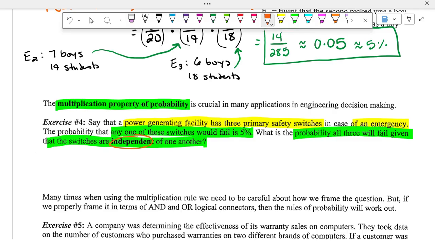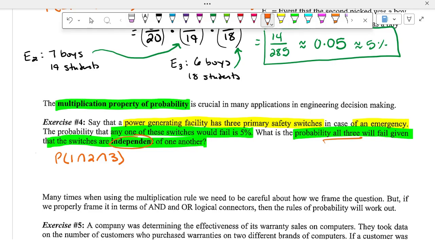So how do you think I would go about this? Wait till someone gets back. So how would I go about this? We want all 3 to fail. So that means I need the probability of what type of statement? Or, and. And. So I want to know the probability of 1 failing, 2 failing, and 3 failing. So in other words, we're screwed. All 3 of the safety measures have failed. And again, these switches are independent, meaning if 1 goes, it's not going to make 2 or 3 go.